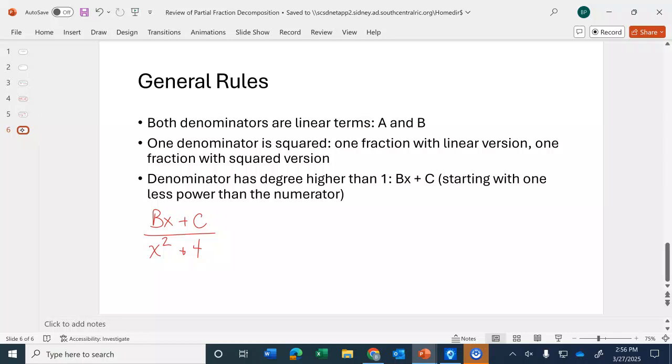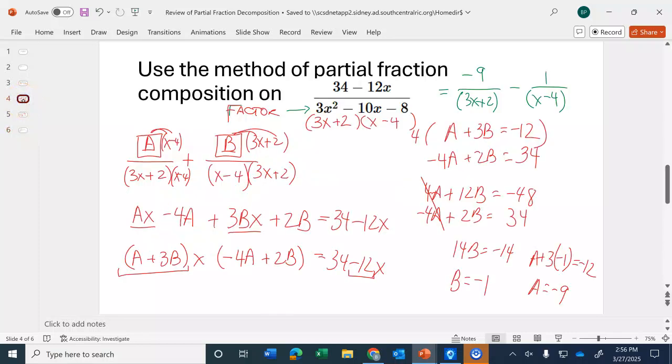So from here, when you're using partial fraction decomposition, get the bottom factored if it isn't already, set up your system of equations, and solve. Nice job.